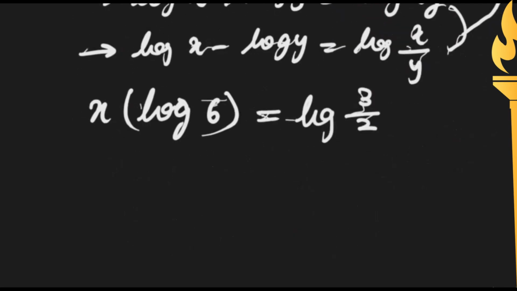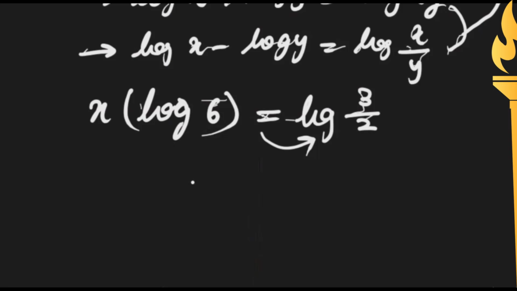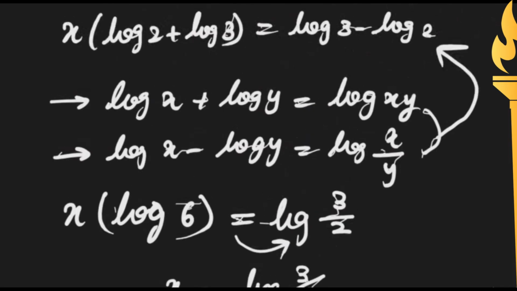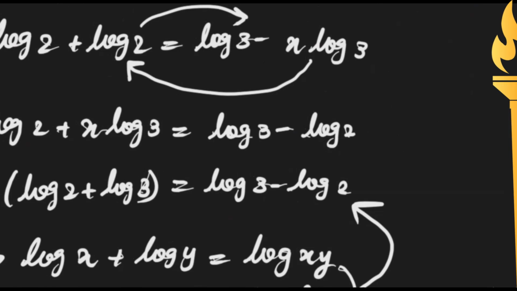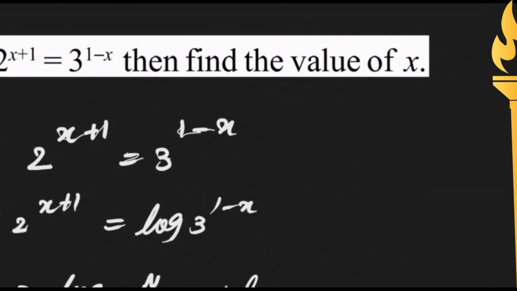If we bring this log 6 to the right hand side, it will go into the denominator, and we would get x is equal to log 3 by 2 by log 6. That is the value they told us to find. If 2 power 1 plus x is equal to 3 power 1 minus x, then the value of x would be log 3 by 2 by log 6.